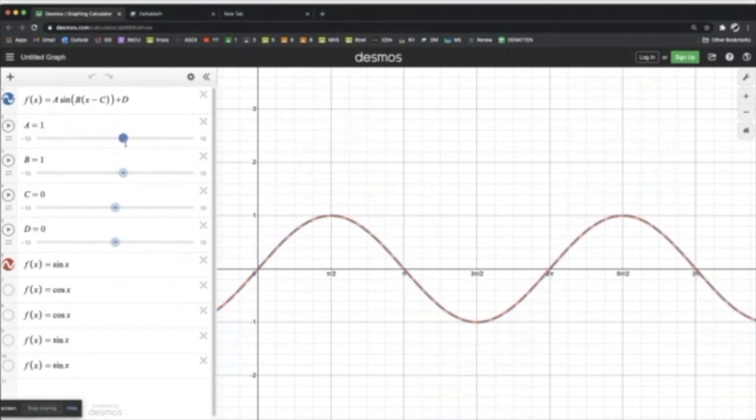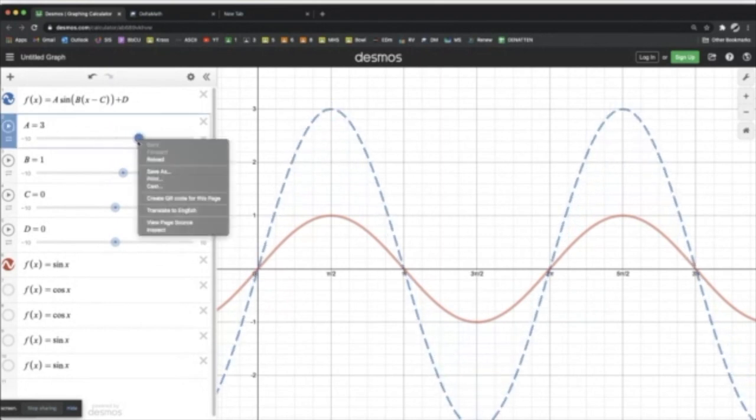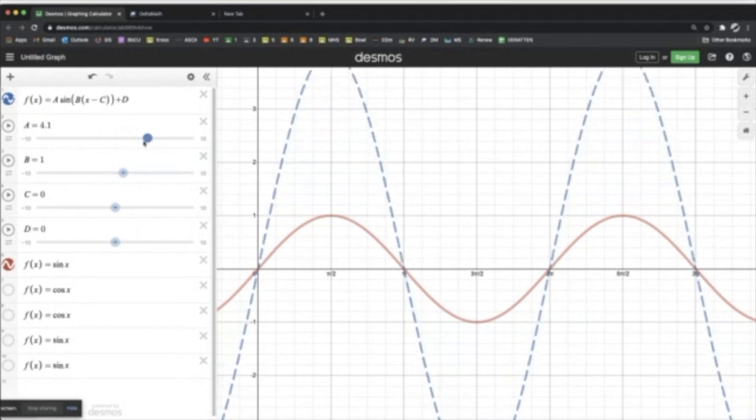What's happening is I am affecting the distance between the midline and the extremes. Right here, the x-axis is the midline because it's cutting the graph in half horizontally. I'm putting some space between the midline and the minimum and maximum. Right now, the space between the midline and the maximum is 1. Here's 1 up here, and -1 down here. If I change A to 2, now from the midline to the maximum is 2, and midline to minimum is 2. Keep doing that, it gets bigger and bigger. Now it's 3, then it can be 4.